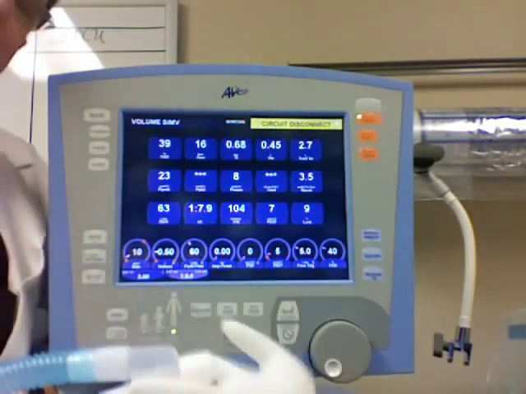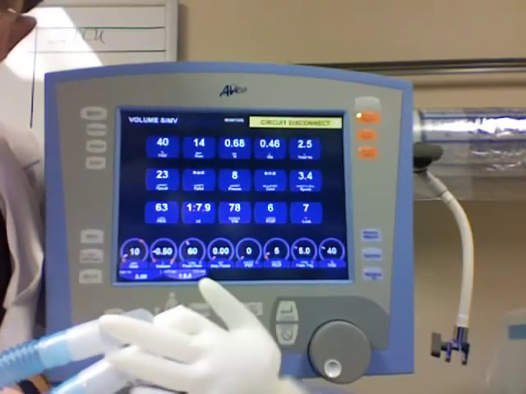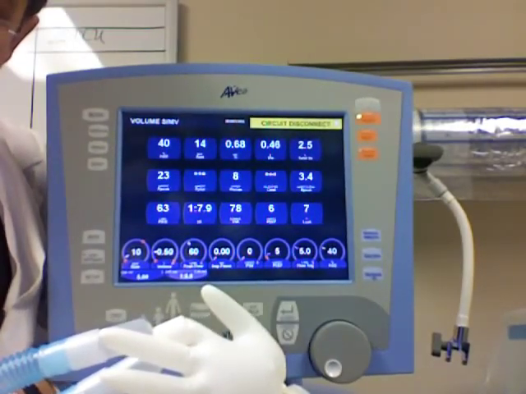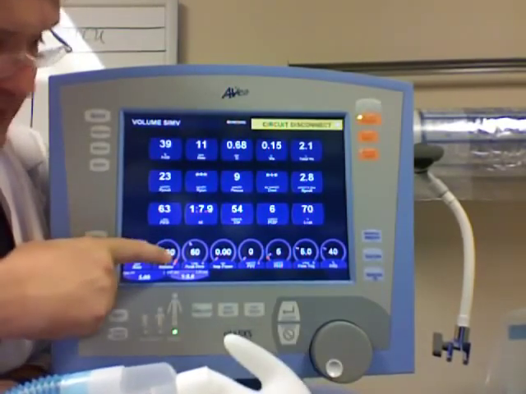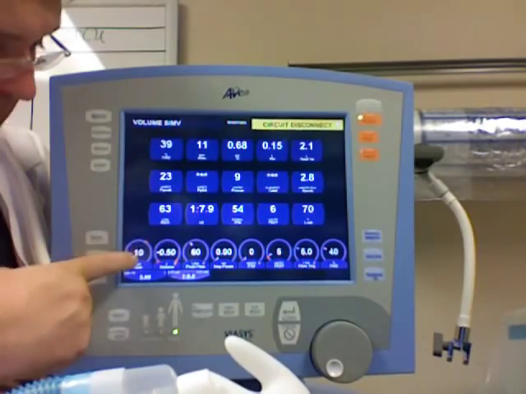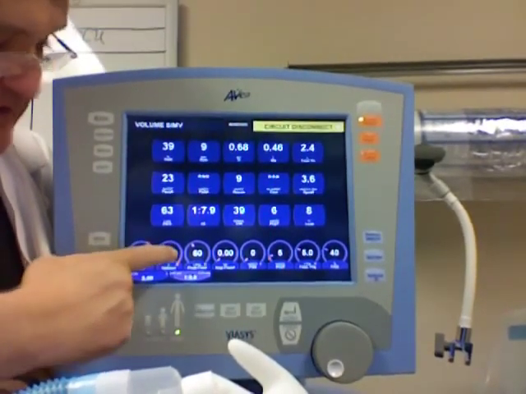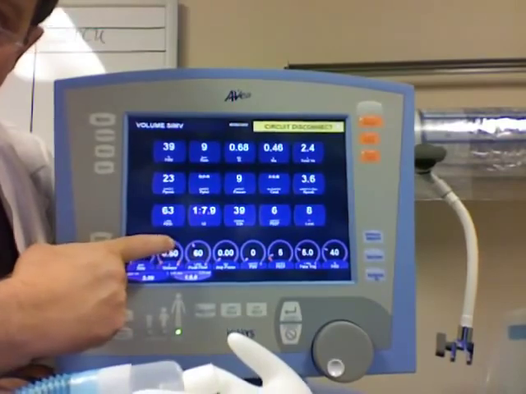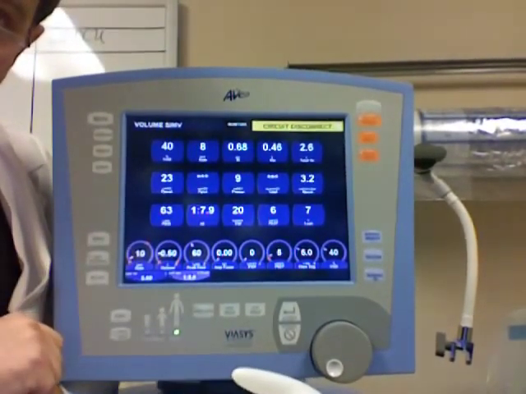Now, how is SIMV different? Well, the control part is the same as the assist control, in that this patient is going to get 10 breaths. Those breaths will be 500 cc's apiece, because that's what I've dialed in. So together this equals, what, 5 liters per minute? So the patient is going to be guaranteed to get a mandatory ventilation of 5 liters a minute from the ventilator.